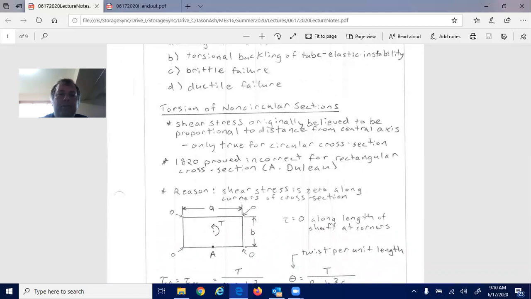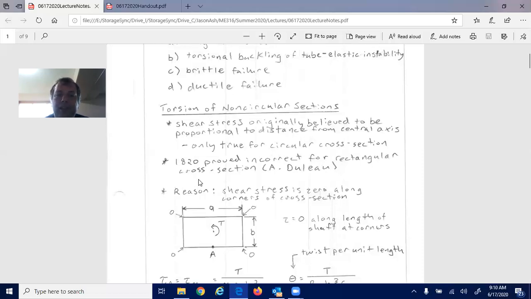Next, we get into the topic of torsion of non-circular sections. Originally, the shear stress was believed to be proportional to the distance from the central axis. That's what we looked at on Monday, where the shear stress varied from 0 at the center of a circular shaft to a maximum at the outer edge. And we see that that is only true for those circular cross sections.